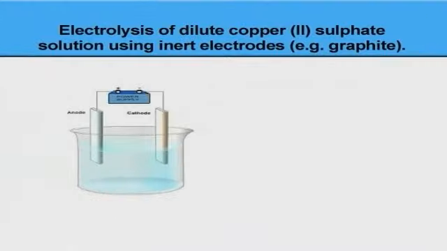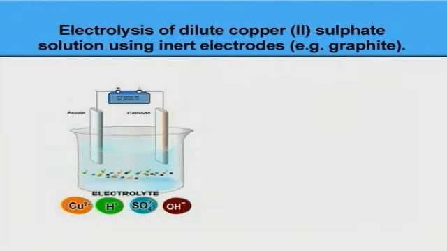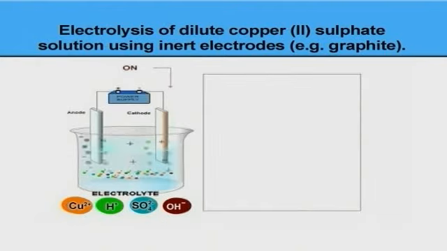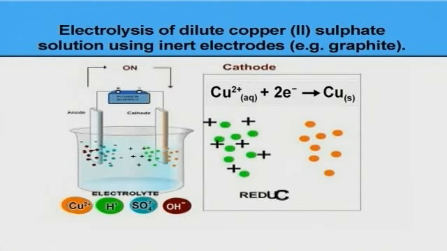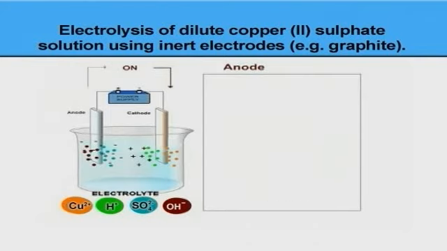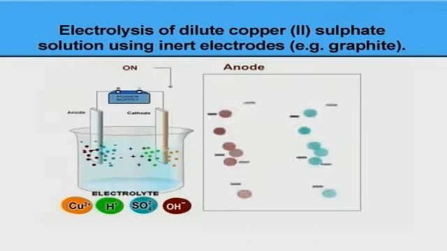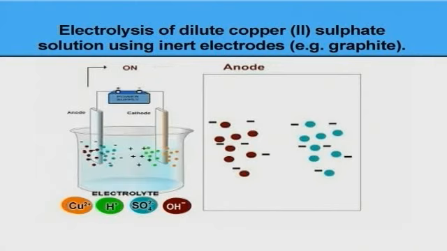The ions present in the solution are copper 2+, hydrogen, sulfate, and hydroxide ions. At the cathode, both the copper 2+ and hydrogen ions will migrate to the cathode. Copper 2+ will be discharged preferentially as it is lower in the electrochemical series and requires less energy. Copper 2+ gains 2 electrons to give copper in the solid state. Reduction has occurred.